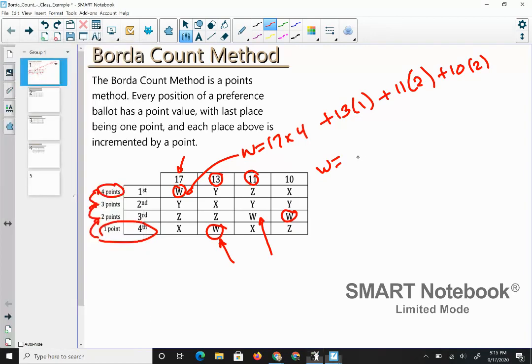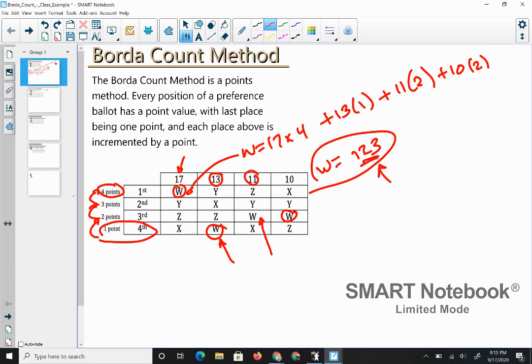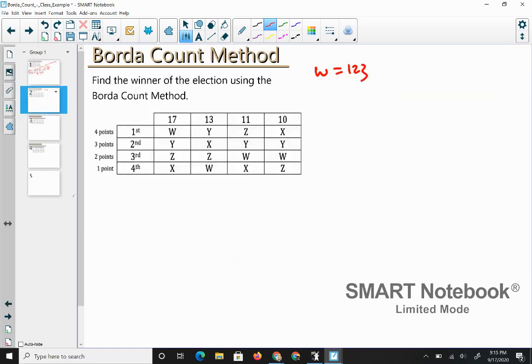So we see that candidate W would get 123 points in this election. And we would do this for each of the candidates individually, and we would say whoever has the most points wins. So they want us to find the winner using the Borda count method. We've already found that W has 123 points. Let me just double check. That's what I wrote. So now we want to find the next candidate.